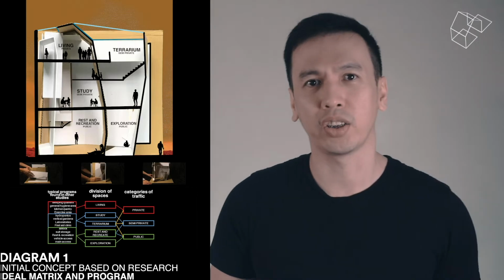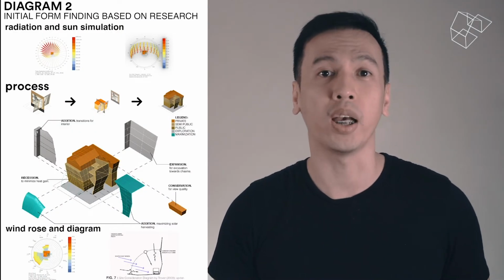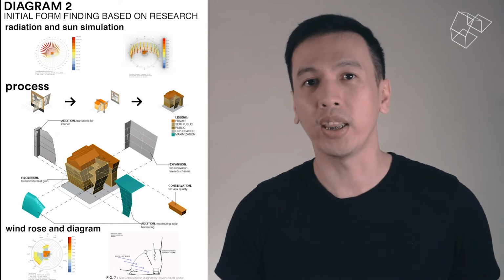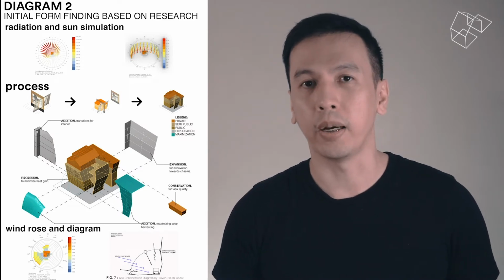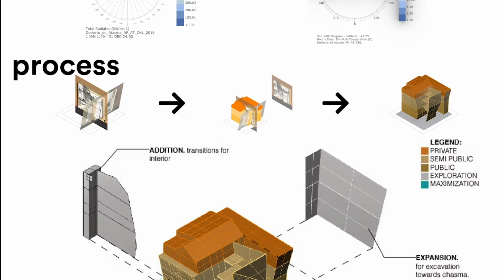The hypothetical section is actually okay. We're looking at the form finding research, and he's showing a radiation map of the Atacama Desert in Chile, and then a wind diagram and a sun diagram. And then we see the process, which is basically a blade interlocking through the form of the section, but it's not clear how it is used.